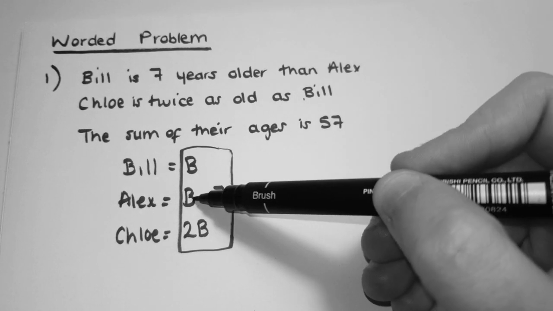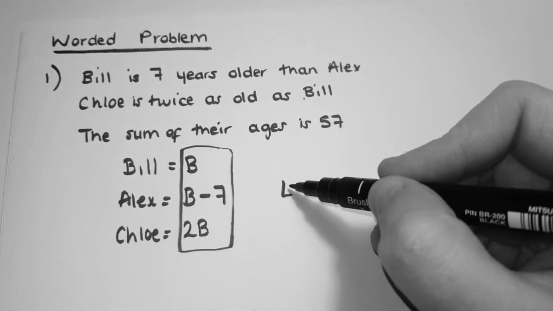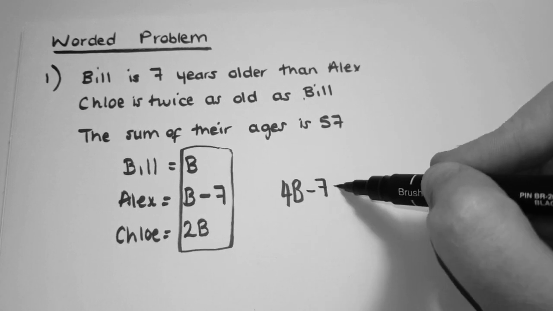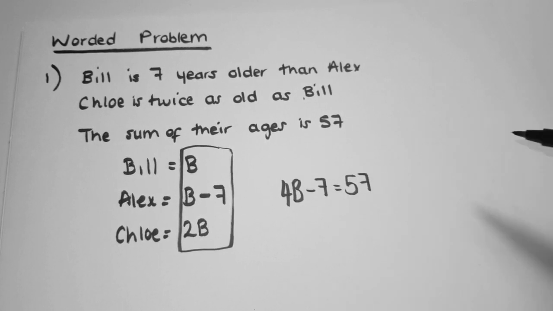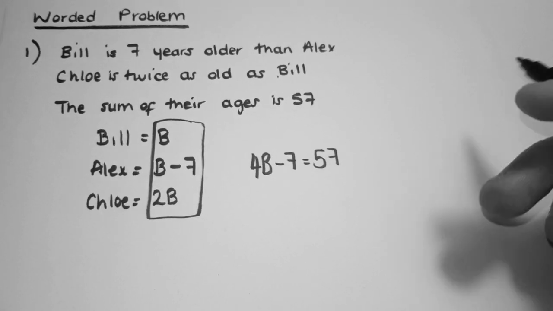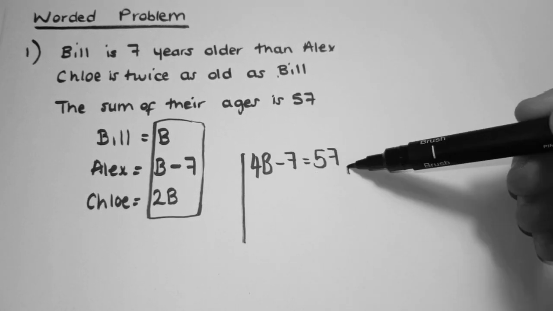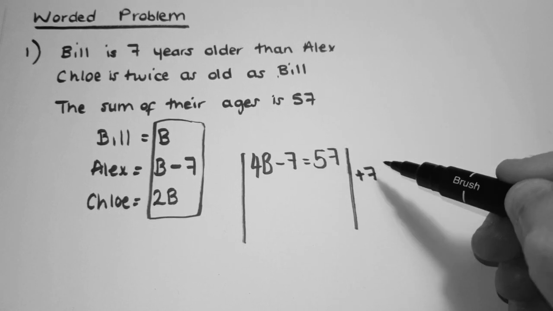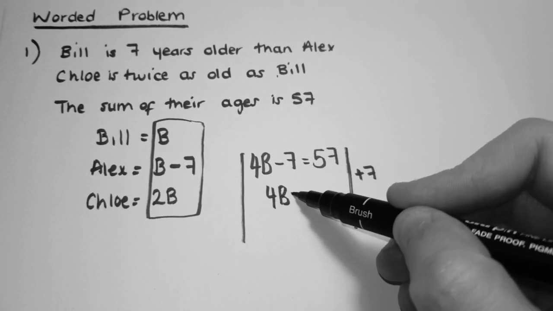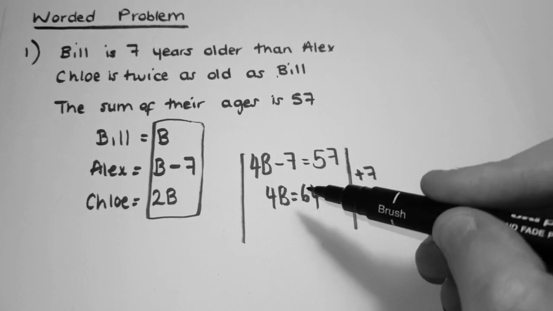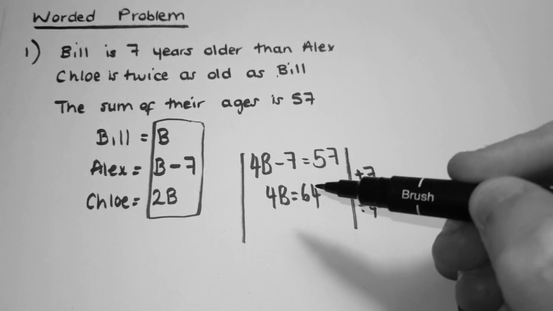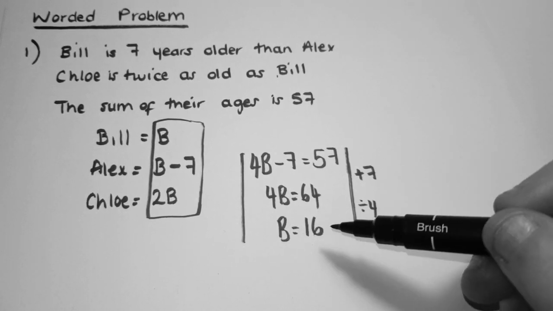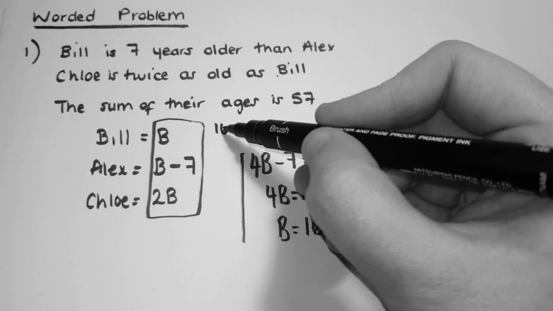So B plus 2B gives me 4B altogether. I've still got the minus 7. And it has to equal 57. You've then just got an equation that we solve. So lines down the side. To get rid of minus 7, we add 7. So I get 4B equals 64. And then to get rid of the 4, we're going to divide. So B equals 16. So I know Bill is 16 years old.